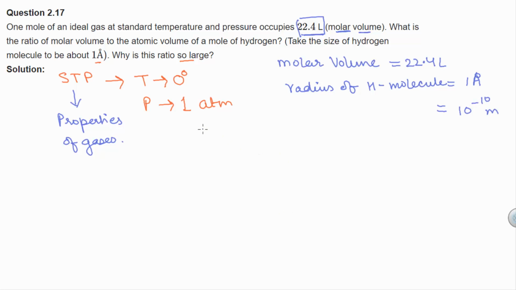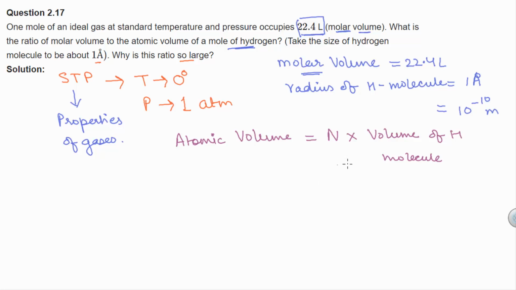What we have to do in this question is to find the ratio between molar volume and atomic volume of a mole of hydrogen atom. We already know the molar volume of the hydrogen molecule, and now we will find the atomic volume of a mole of hydrogen. So atomic volume of a mole of hydrogen atom is equal to Avogadro's number N times the volume of hydrogen molecule.